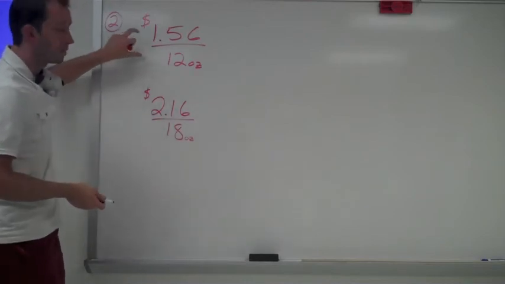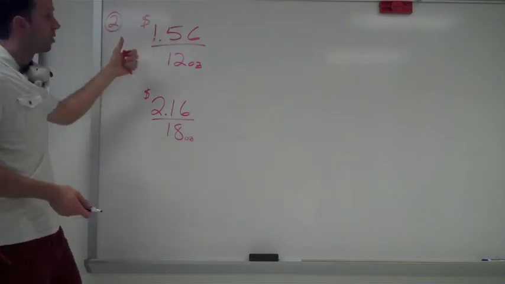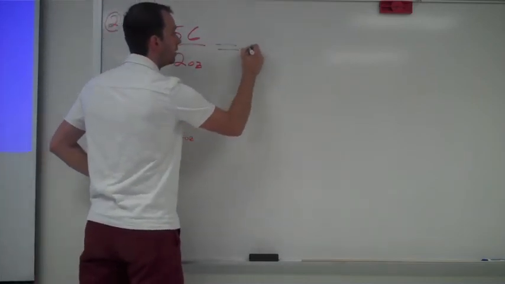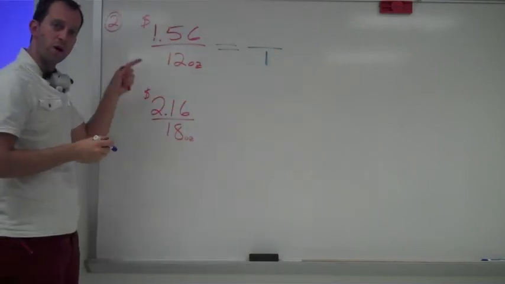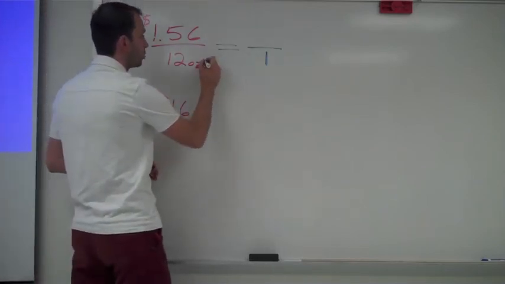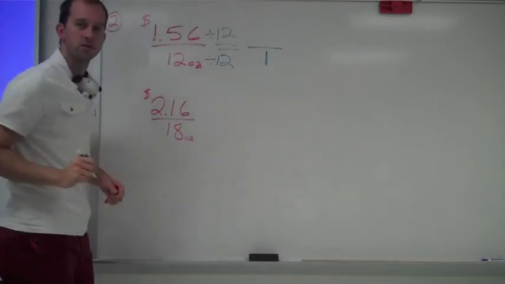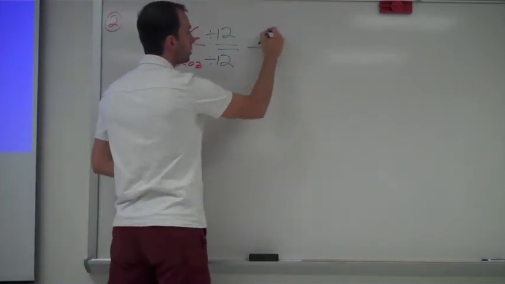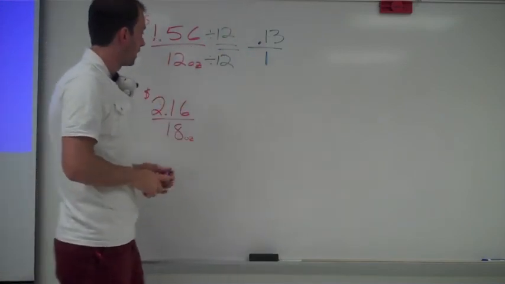So for each one of these, I'm going to set them up as a ratio, the price to the ounces, and I'm going to make it into a unit rate by getting it over 1 ounce. So for the first option, the 12-ounce bottle, I want to get from 12 to 1. To do that, I'm going to divide by 12, and I must do the same thing to the numerator. $1.56 divided by 12 will get us 13 cents, 0.13. So 13 cents for 1 ounce.